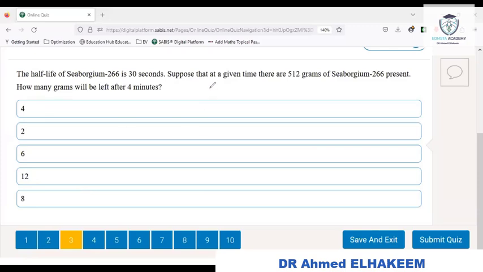This is the rule. The mass after is going to be the mass before, times half, to the power of time over half-life time. Okay. Yeah.